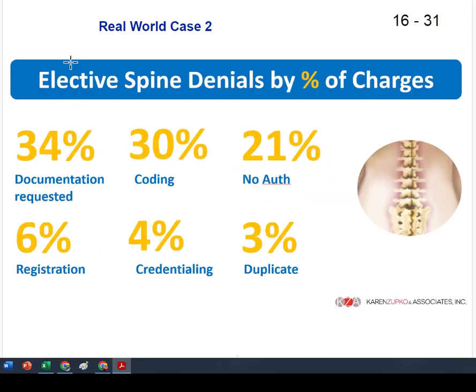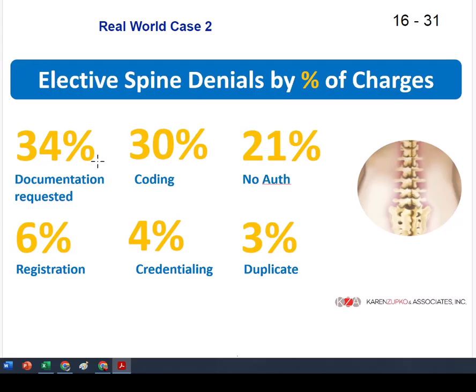So what she determined in her analysis: in 34% of these denials, the documentation was requested, not provided. There were coding issues. There was no auth. Oh, that's a punch in the gut to have a no auth. It's like an unforced error in tennis. It's like missing a 1 foot putt in golf. 6% registration errors, credentialing, duplicate claims. Okay, that's kind of okay.